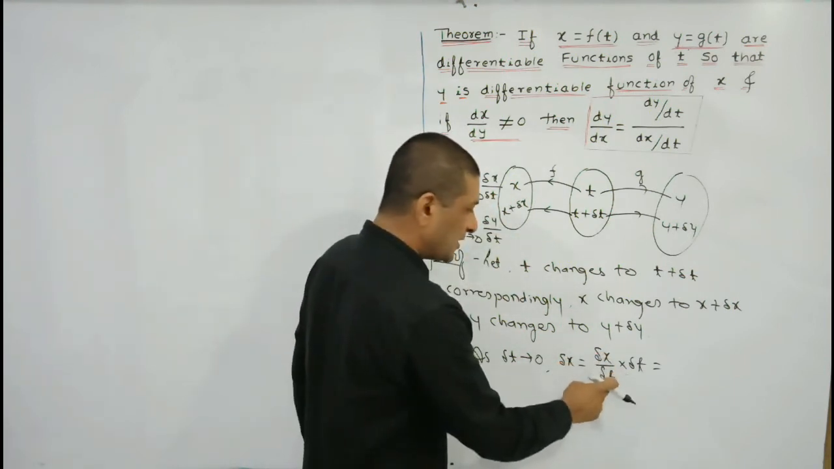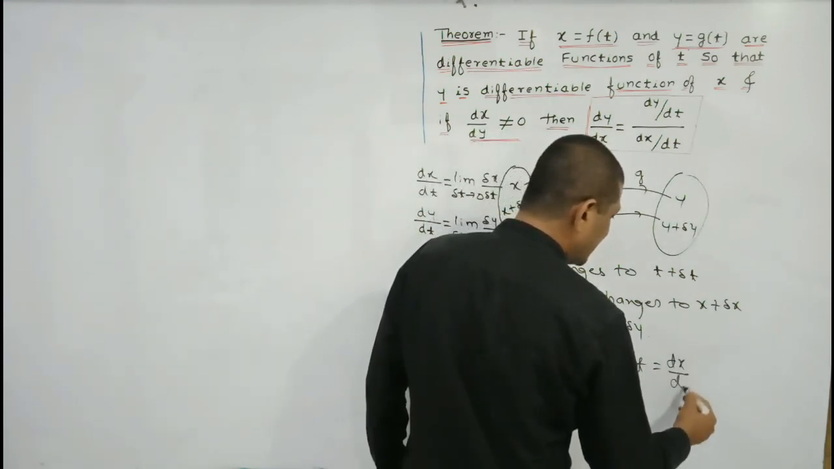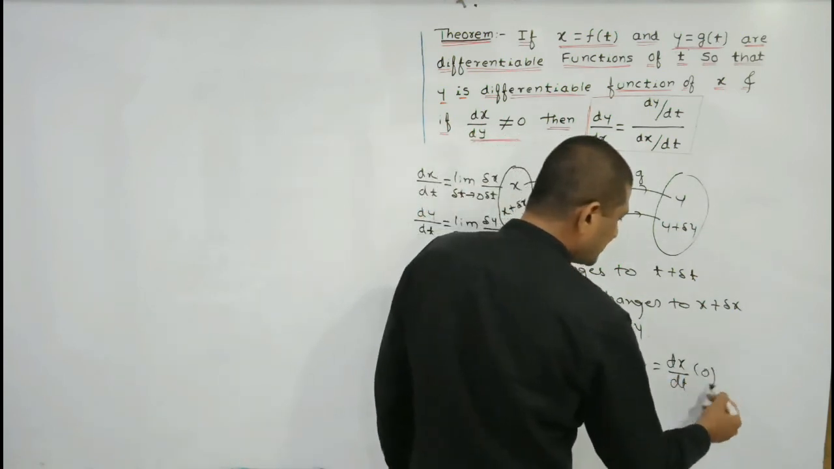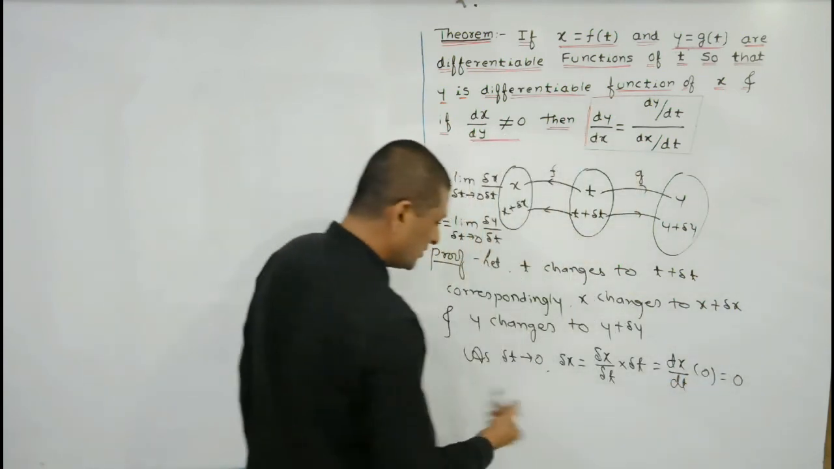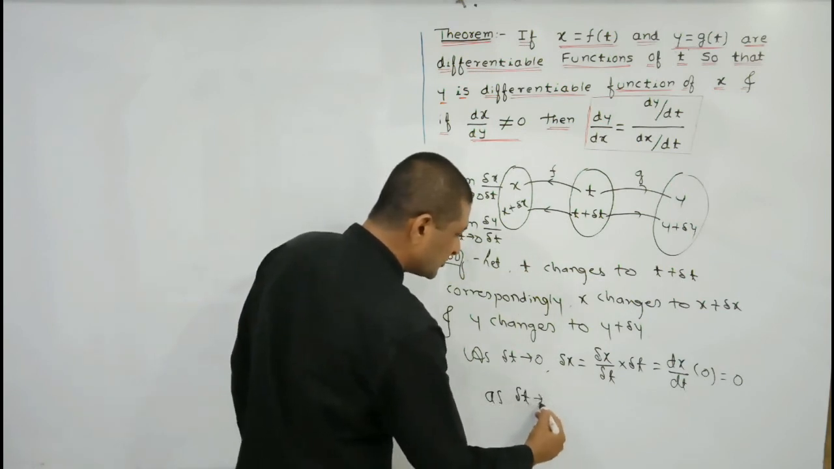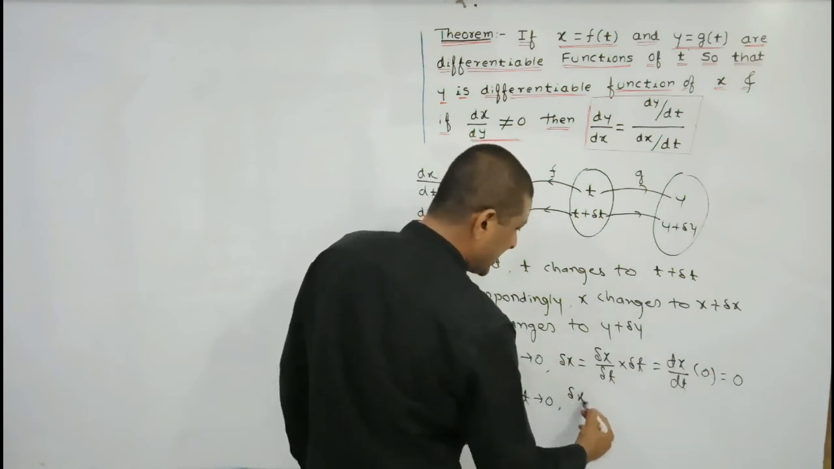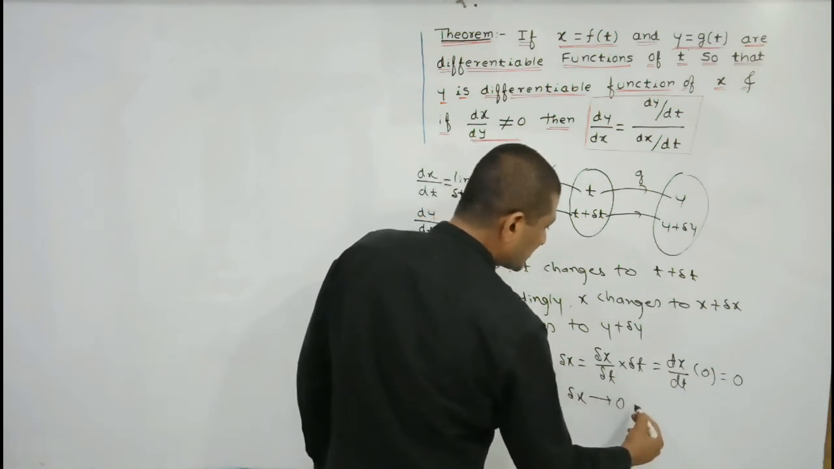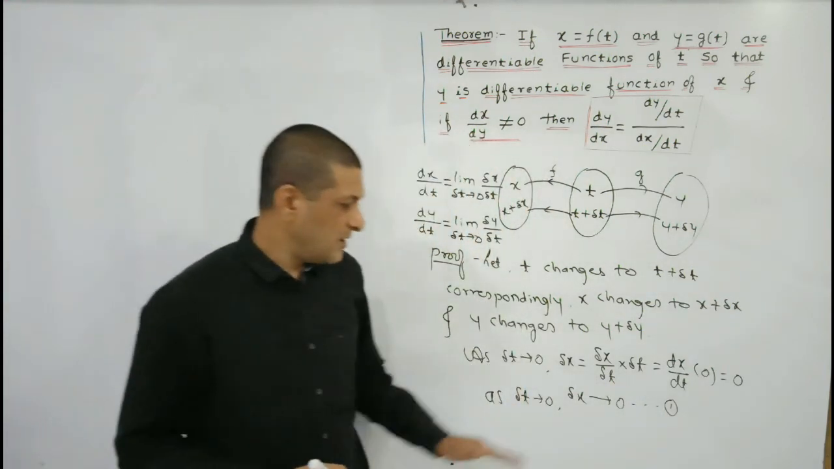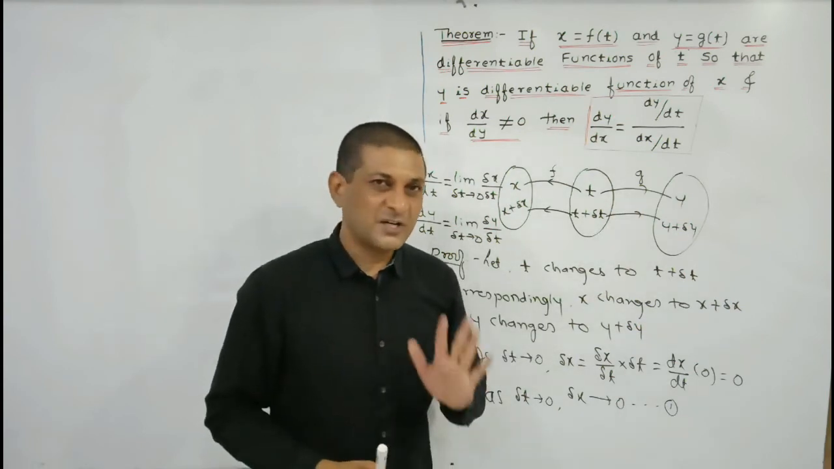So delta x upon delta t as delta t tends to 0 will be equal to dx upon dt, and this delta t I am replacing by its value 0, and 0 into any number will be equal to 0. What result have we got here? As delta t tends to 0, delta x also tends to 0. Let us denote this result by equation number 1. We have to make use of this result to prove our important formula.